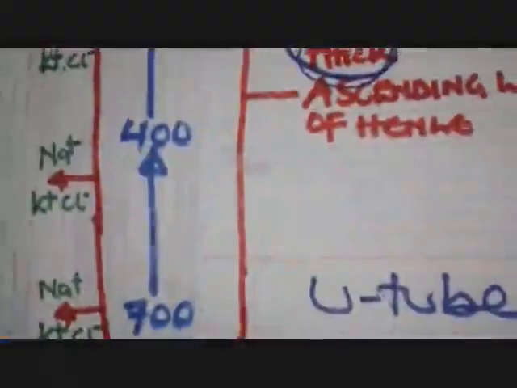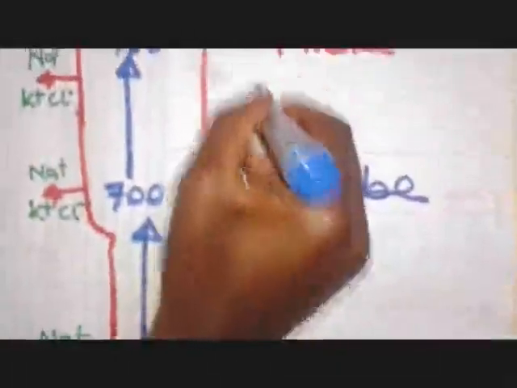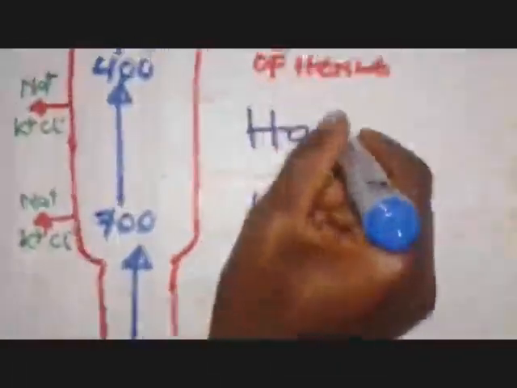And see, it is thicker. Then on top of that, the structure of the loop of Henle is long, and on top of that, it is hairpin-like.